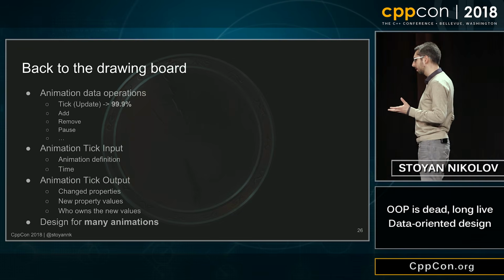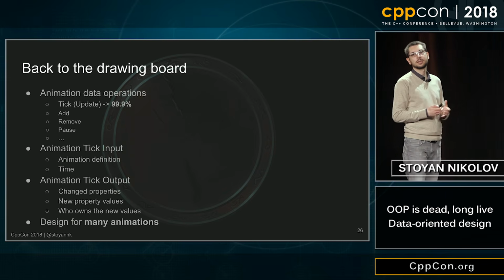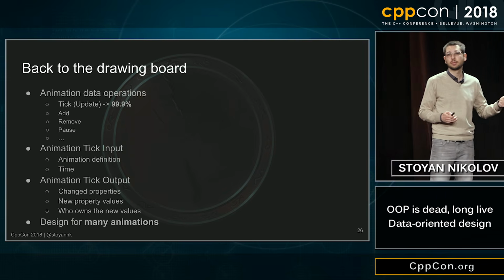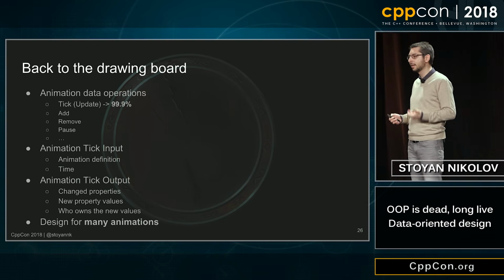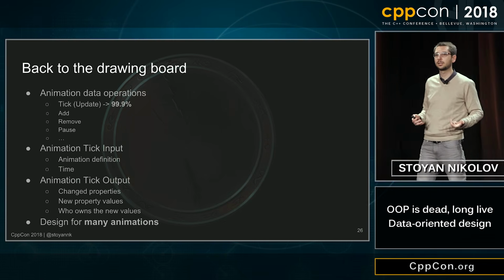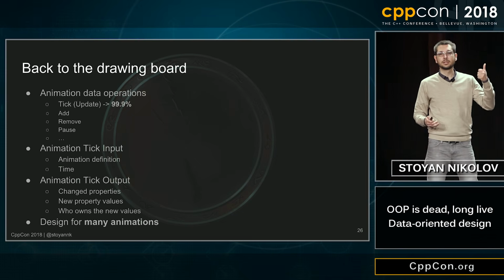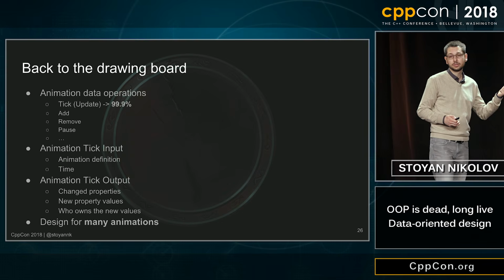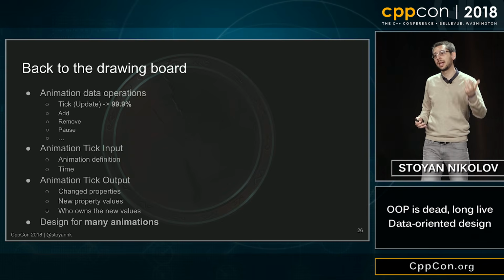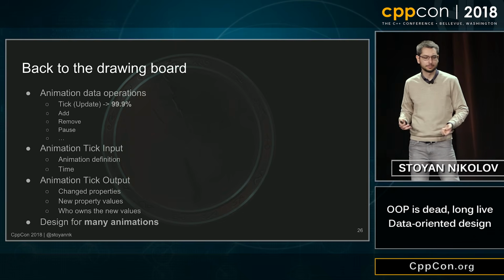For this tick, we have 2 very simple pieces of data as input. We have the definition, obviously, of the animation, and we have time. And as output, if you think about it, we also have some very simple pieces of data. We need the properties that have changed, we need the new property values, and we need a mapping to the elements that will receive those properties.